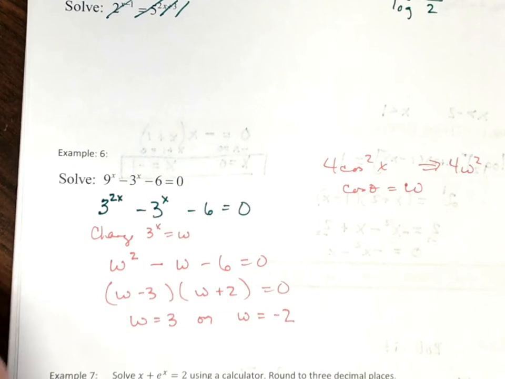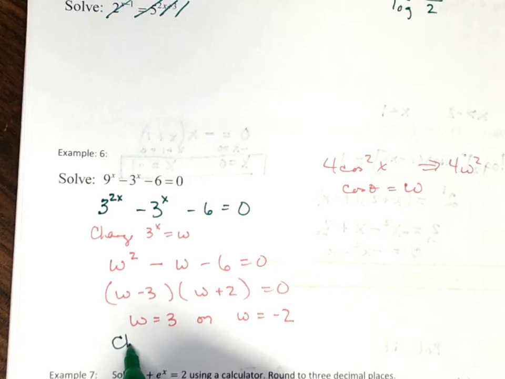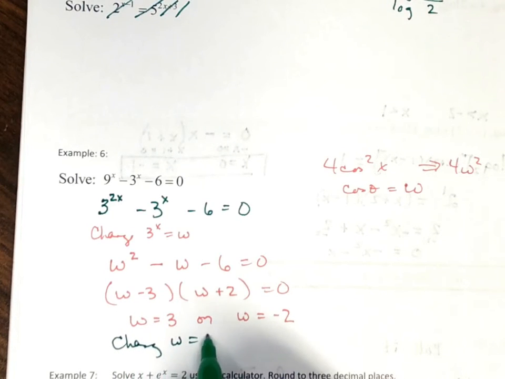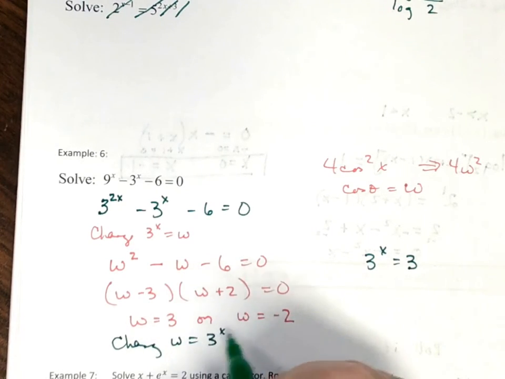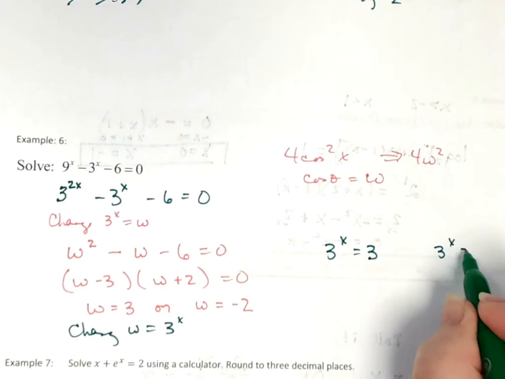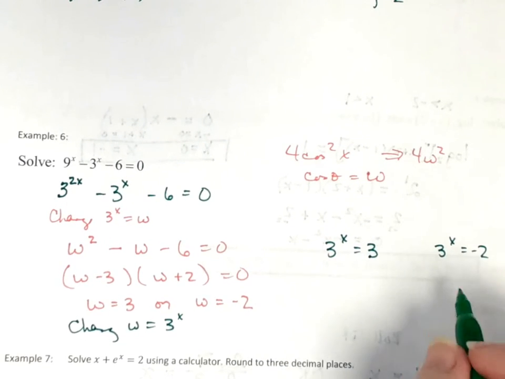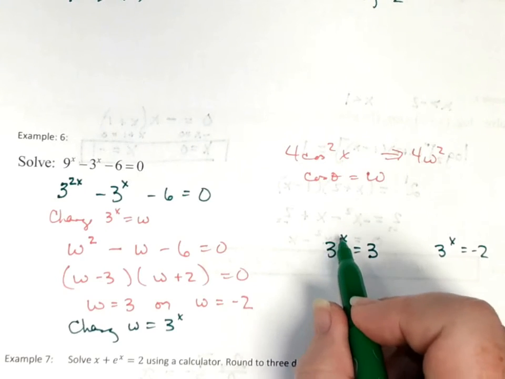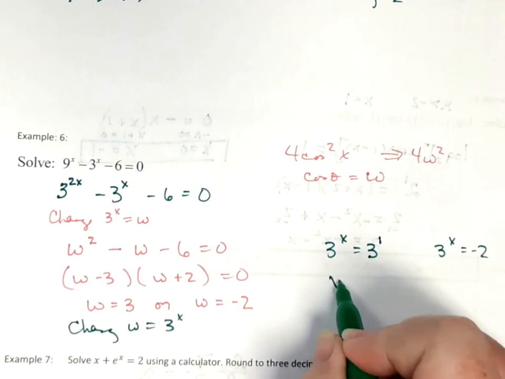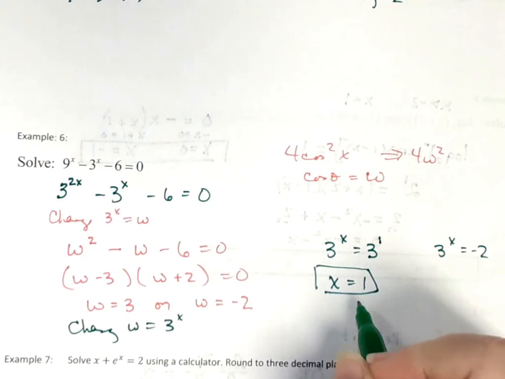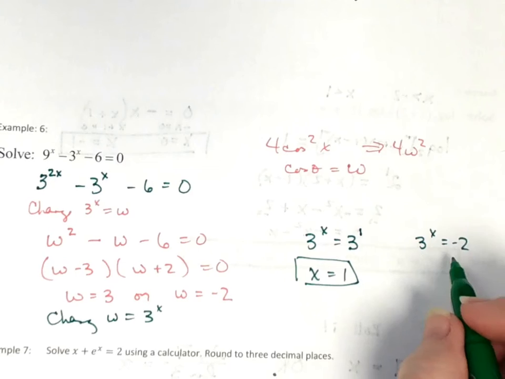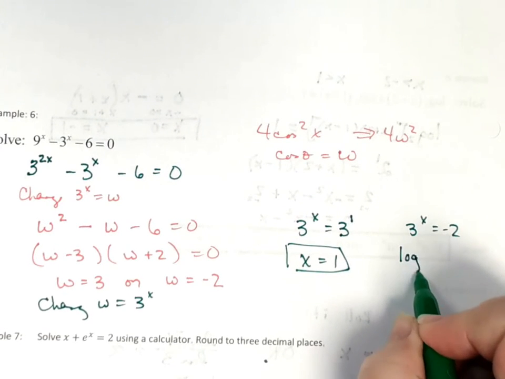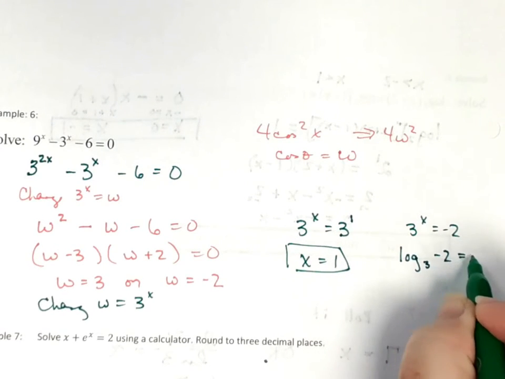So now we're going to change back. We're going to change w back to 3 to the x. So right here where it said w, I'm going to write 3 to the x equals 3, and I'm going to write 3 to the x equals negative 2. So now I have two problems I'm solving. Well, 3 to the x equals 3 to the first, so x equals 1. All right, that's an answer. I can't make them the same bases, at least not easily, so I'm going to rewrite log base 3 of negative 2 equals x.